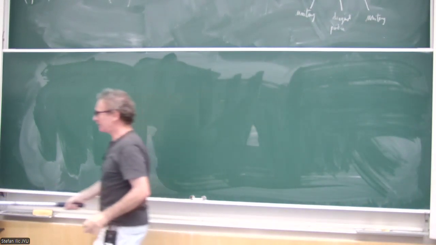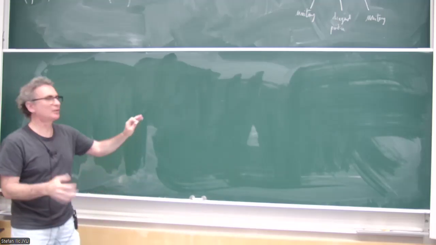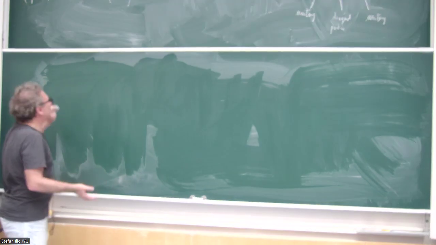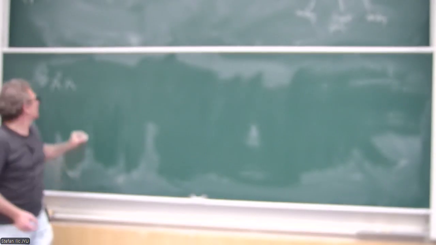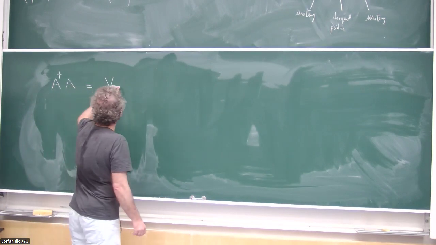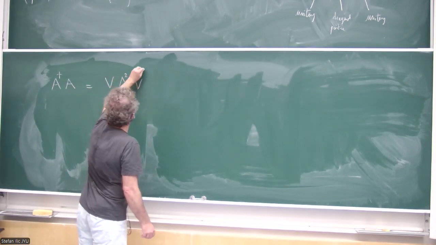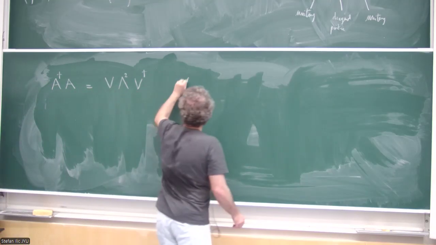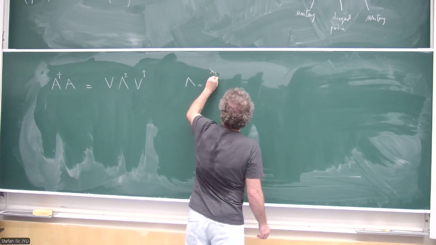There is a 90% probability I will mess up the U's and the V's, but I think it's done correctly in the notes, I hope. So you have the matrix A. The only things that we know how to diagonalize are Hermitian matrices. So we just build A dagger A. Good, it's a Hermitian matrix. We can diagonalize it. I think it's V lambda square V dagger. So I diagonalize it. Lambda is a diagonal matrix of eigenvalues.